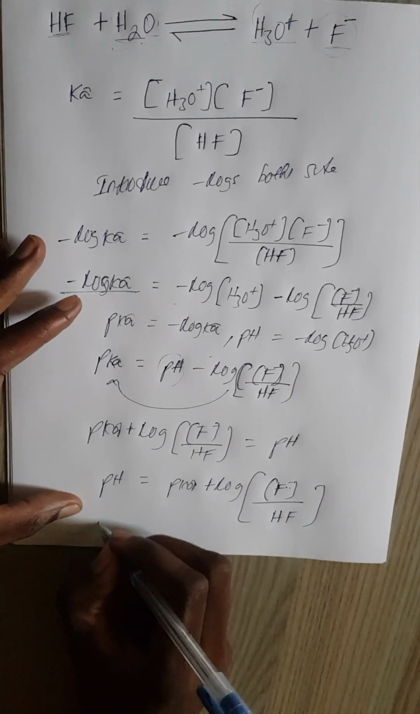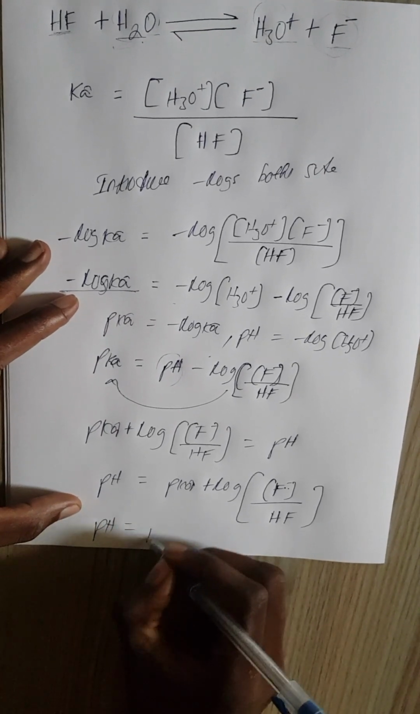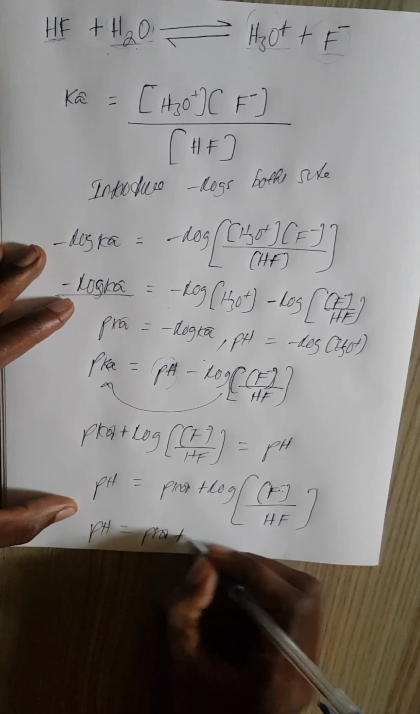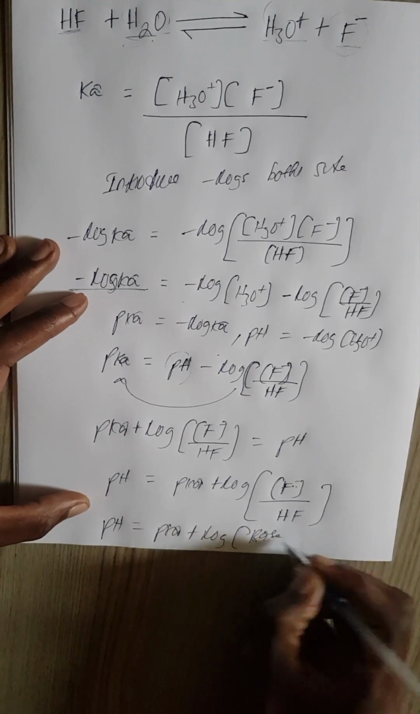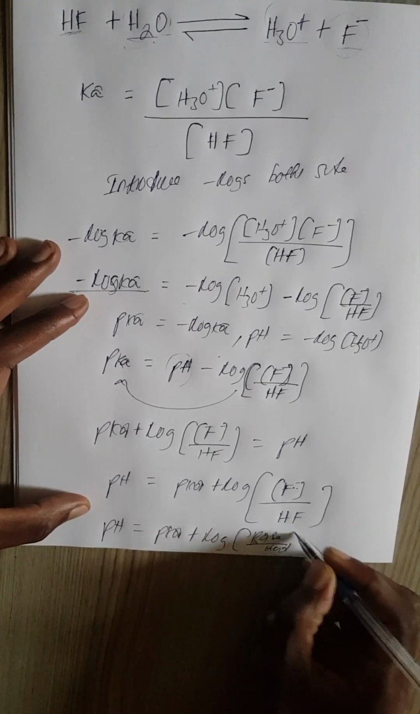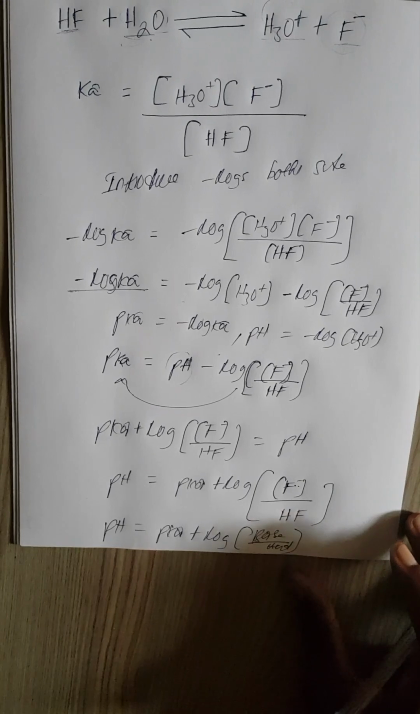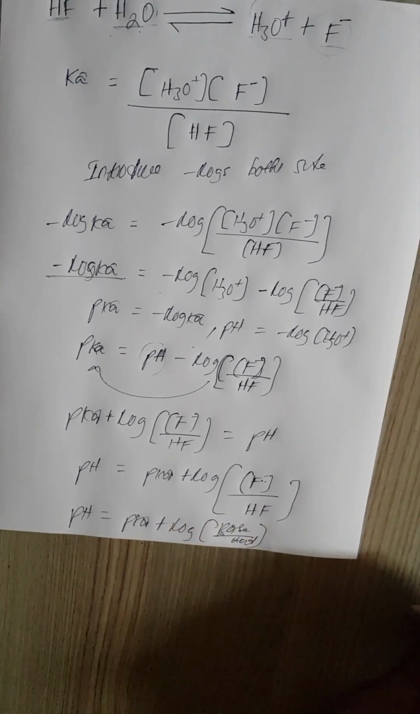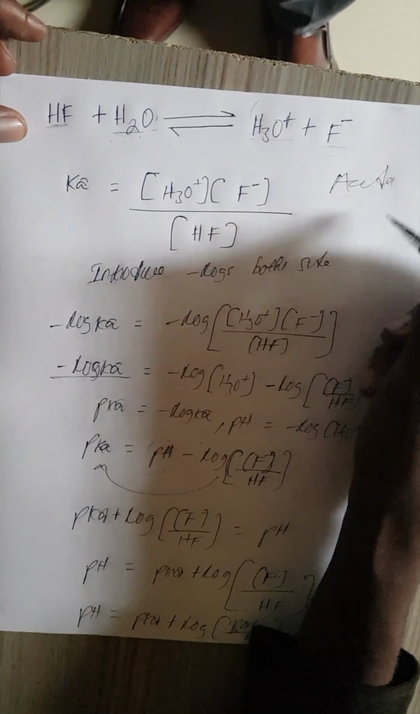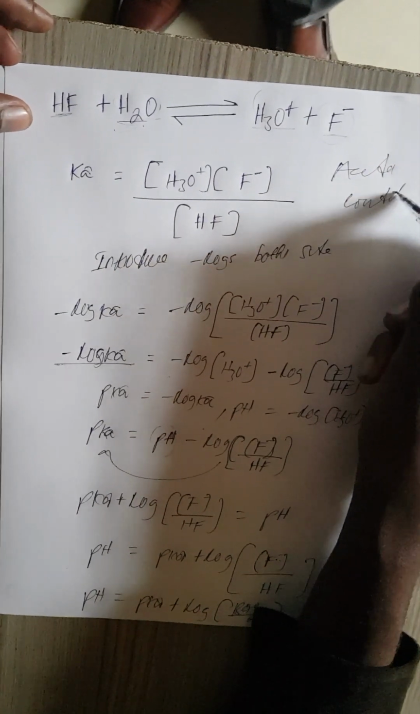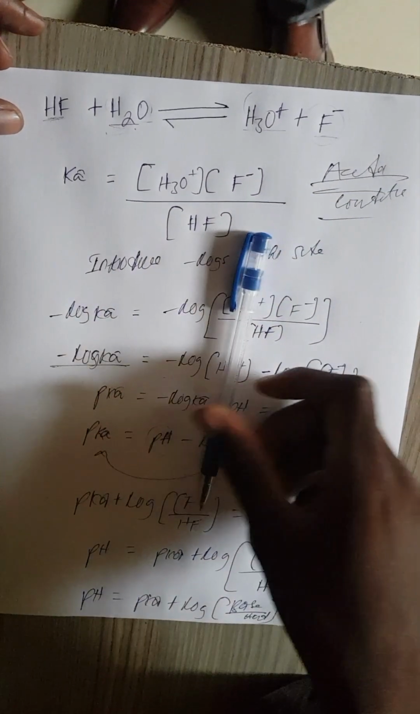So it's like you have pH equals pKa plus log open bracket base over acid. So that's how we get the equation for the Henderson-Hasselbalch equation. So this is for acidic conditions. These are acidic conditions. Thank you.